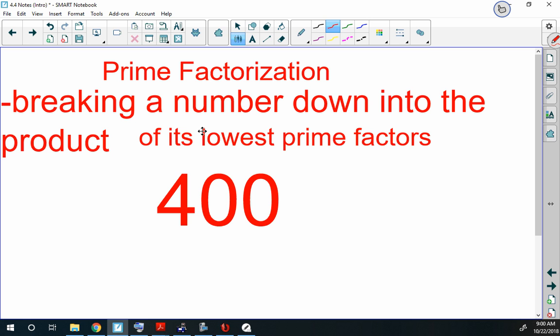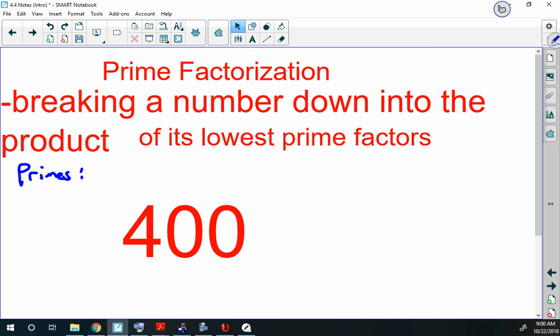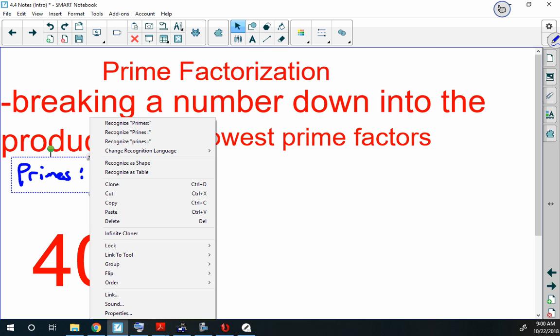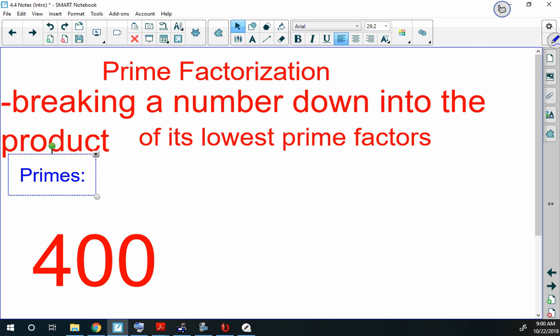So if we think about our prime numbers, because you got to know prime numbers to be able to do prime factorization, let's think about our primes. Our primes, not to be confused with Optimus Prime. Our prime numbers are going to be, what's the smallest prime number? Anybody know it? Off the top of their head?